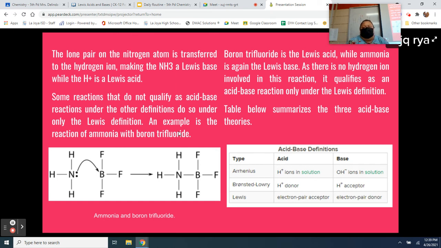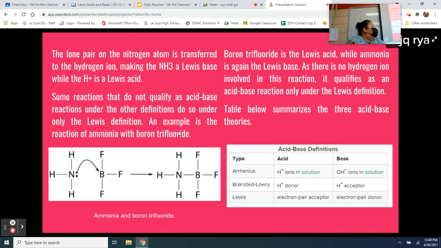And it says it in the paragraph right on the top. Boron trifluoride is the Lewis acid, while ammonia again is the Lewis base. Pay attention to this next statement. As there is no hydrogen ion involved in this reaction, it qualifies as an acid-base reaction only under Lewis definition. So just because we don't have hydrogen, it's still a Lewis acid-base reaction because you're still donating electrons to somebody else.